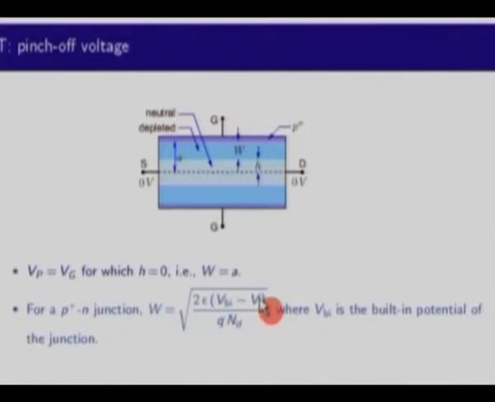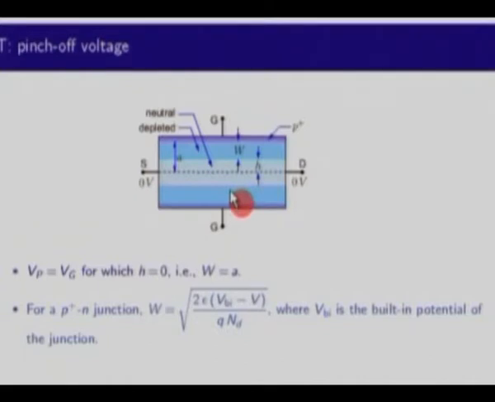V is the potential difference between the P plus and N. In this case, your P plus is sitting at Vg and N is sitting at 0 volts, because your source and drain, everything, is at 0 volts. So that is what V is. V is simply Vg in this case. Q is the electronic charge. Nd is the doping density in the channel, typically 10 raised to 15, 10 raised to 16 per centimeter cube.